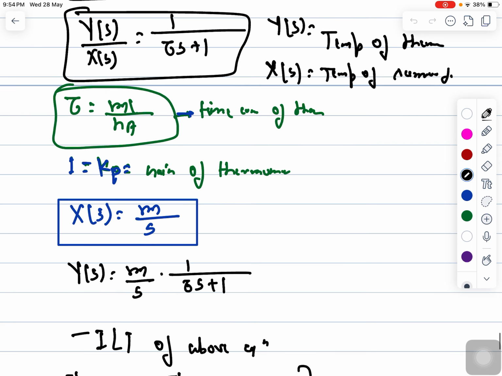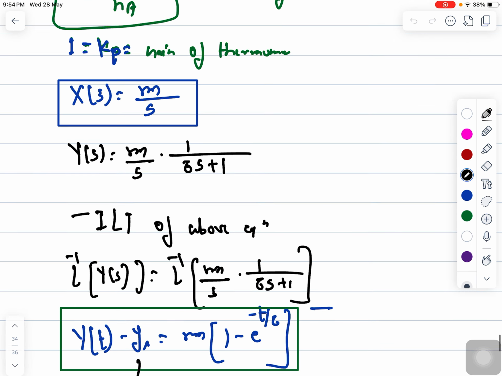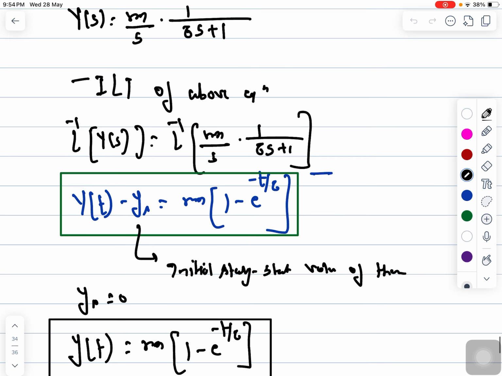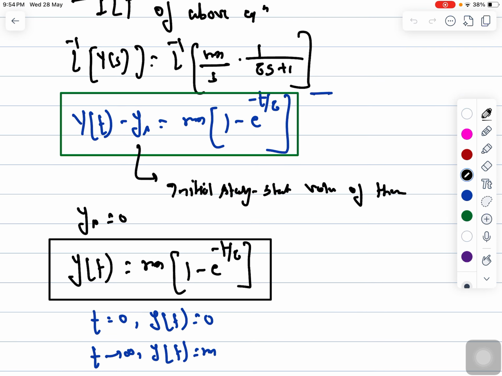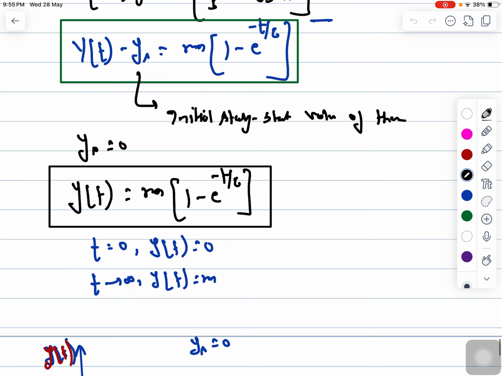And from there you can see that let's say if I am providing a step input of magnitude M, and we will be doing the Laplace inverse, and finally you will be getting the transfer formula for output response, that is yt minus ys, that is equal to M into 1 minus e to the minus t by tau, where tau is your time constant, yt is the temperature shown by the mercury thermometer at a particular time, and ys is the initial steady state value. So let's say if ys is 0, then yt is equal to M into 1 minus e to the minus t by tau.